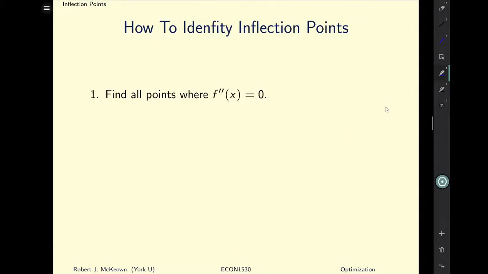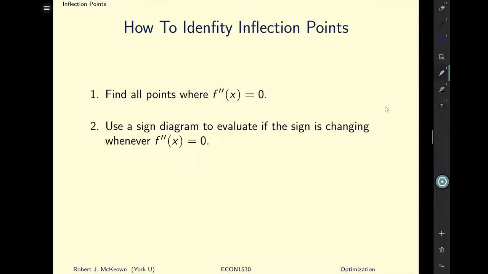The first thing that you want to do when you're looking for inflection points is to find all points where the second derivative is equal to 0. Kind of like what we were doing in section 8.6.